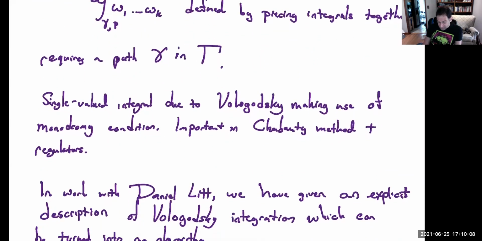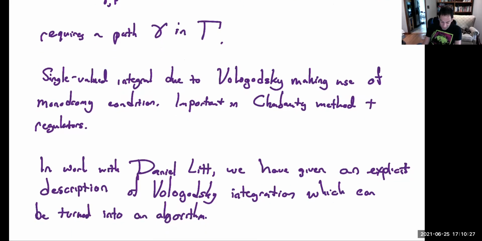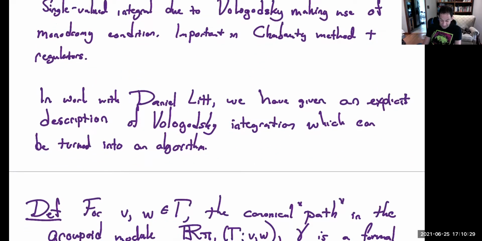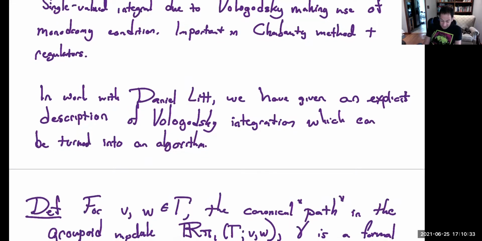All right, but these integrals depend on a path in the dual graph. But there's also a single valued integral due to Vologodsky, and this makes use of some monodromy condition. And this is analogous to the abelian integral. It turns out to be equal to it for single integrals. And presumably this type of integration should be important in the Chabauty method, and it's important in regulators and p-adic height pairings.